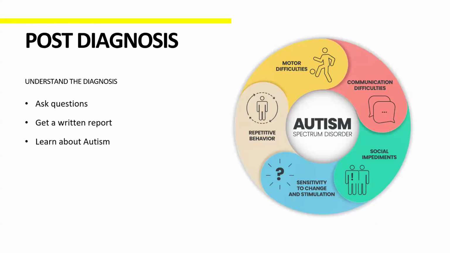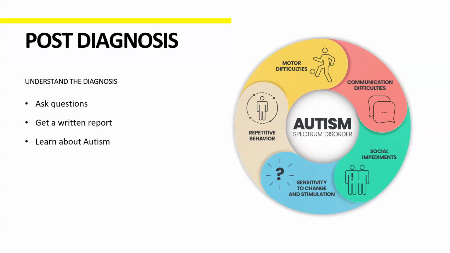Post-diagnosis. After receiving a diagnosis of autism, it is important to understand the diagnosis so that one better understands how to move forward. First, ask questions. Clarify with the diagnosing professional what the diagnosis means, strengths, challenges, recommended supports, etc. Get a written report. Make sure that you have documentation of the diagnosis. You will need it for school, insurance, and/or services.